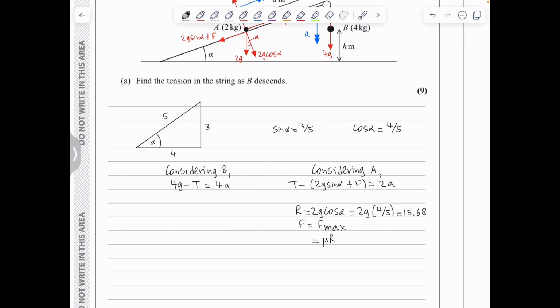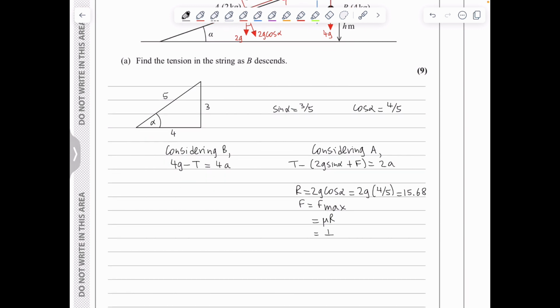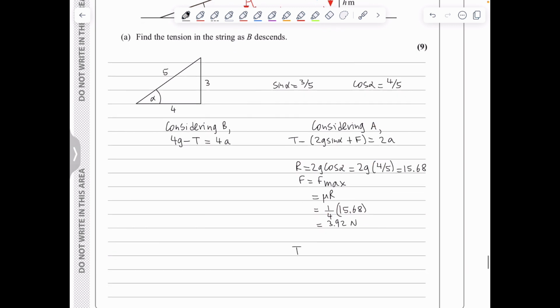We have that mu is 1/4 and the reaction is 15.68, and therefore we've got that the friction is 3.92 newtons. We can proceed with the 3.92 newtons and substitute it here to get that T minus 2g sine alpha, which is 3/5, minus the F, which is 3.92, is equal to 2a.